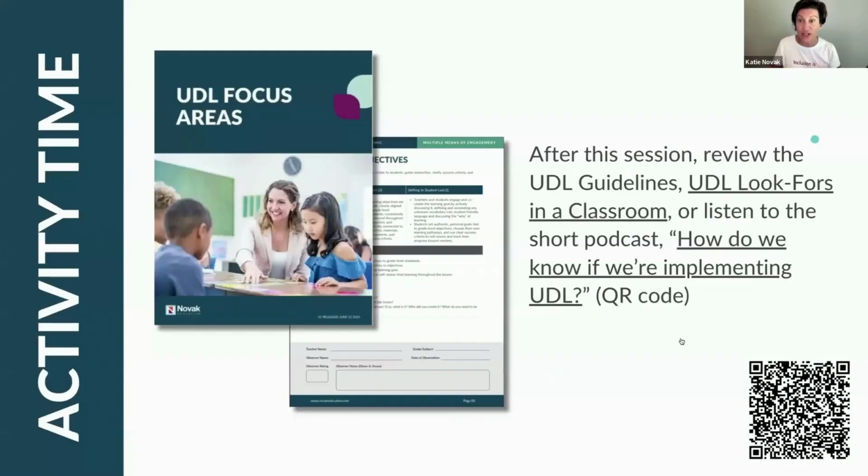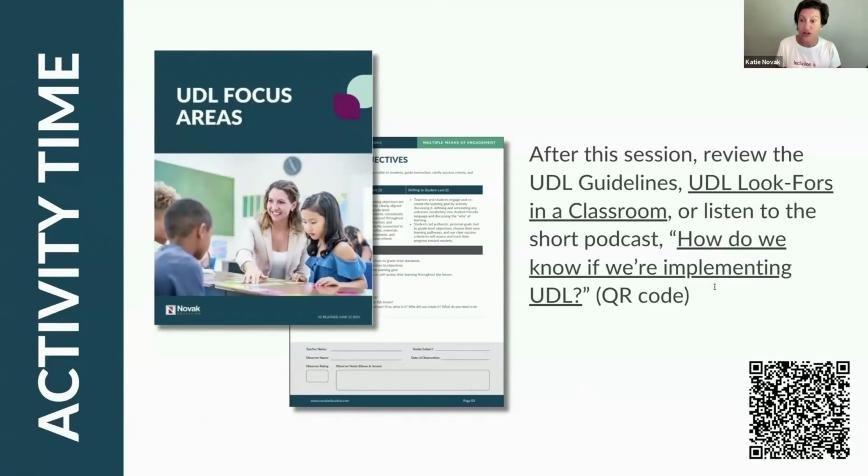And so the UDL look fors take the science of UDL, because I think there's a tendency for people to look at the UDL guidelines as a checklist and then to say, oh, I'm doing this already. But if we get into classrooms, we have to say, are all of these different guidelines coming together to create a learning environment that truly is universally designed? And if so, what are we looking for?